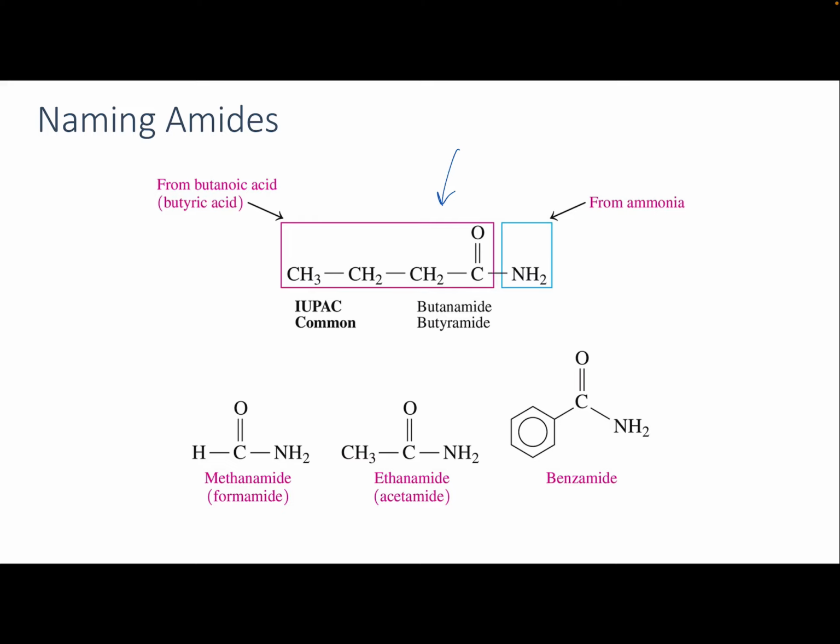So let's see. All of these are examples. This was formic acid, common, or methanoic acid. So now it's methanamide. This was ethanoic acid, ethanamide. This was benzenoic acid, benzamide. Again, C double bond O and the amide.